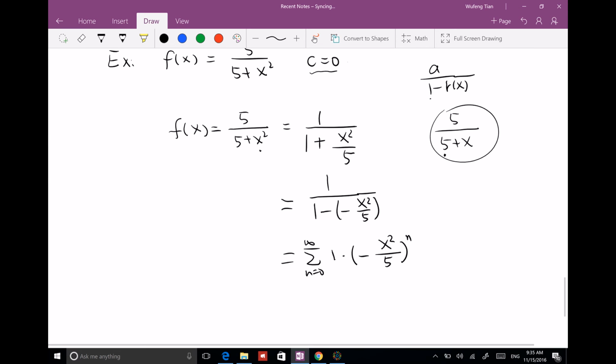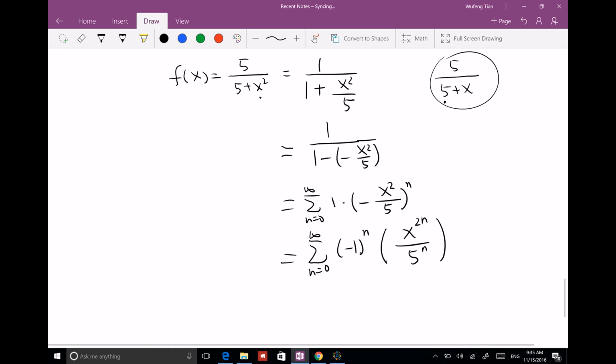Okay, so I can take the negative out, the sum from n equals 0 to infinity. Take it out as negative 1 to the power n, because there's a negative sign here, right? Negative sign to the power n, just take it out as negative 1 to the n. So then I have x squared to the n is x to the 2n, 5 to the n is 5^n, like that.